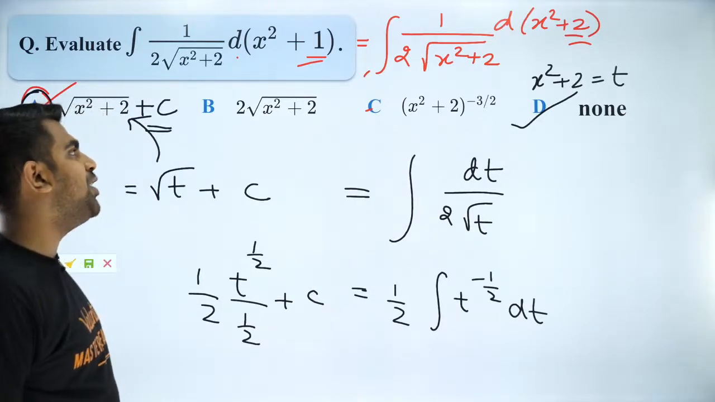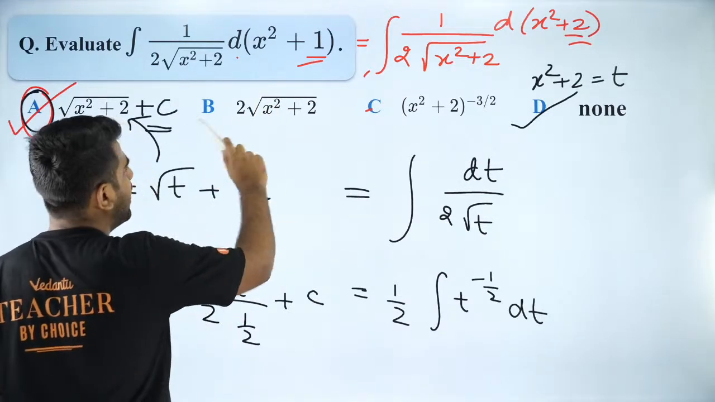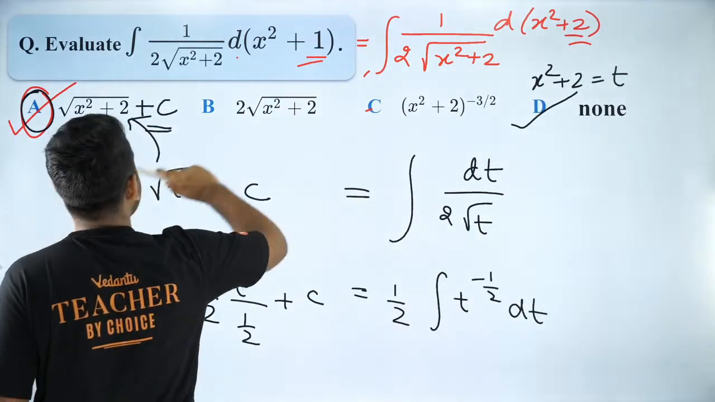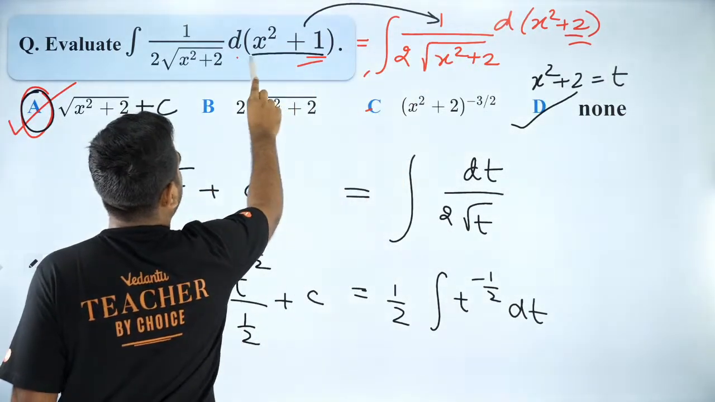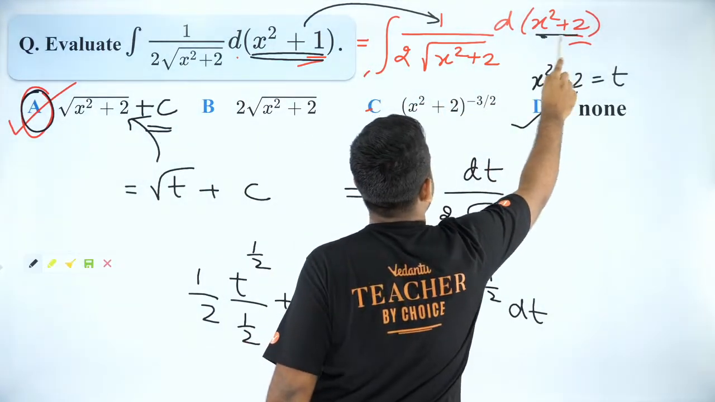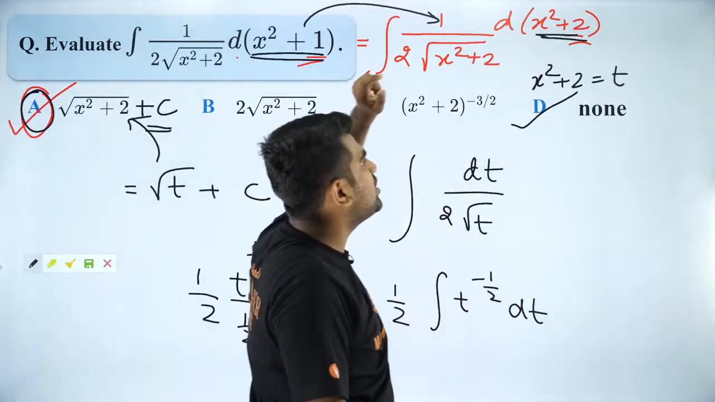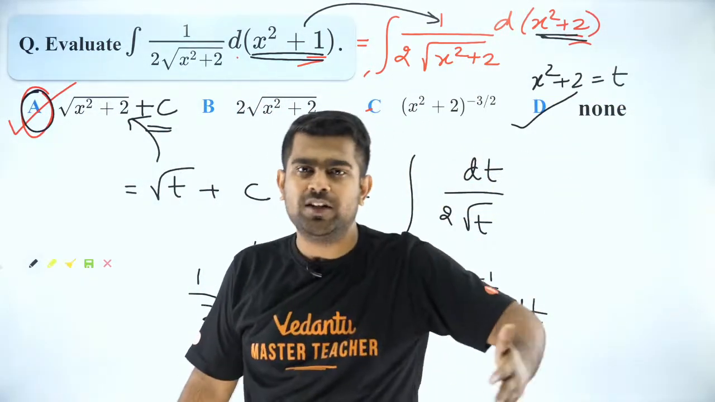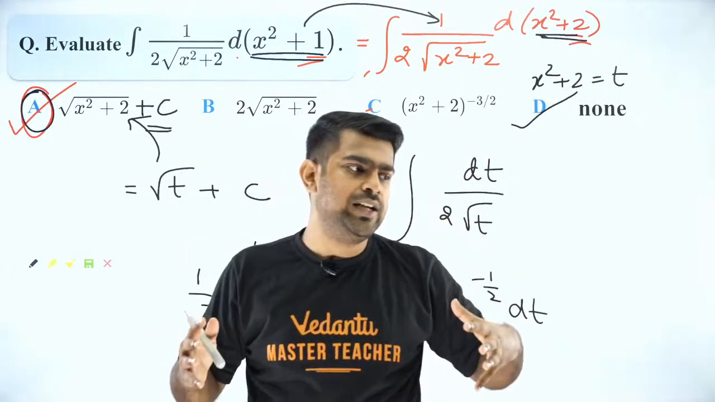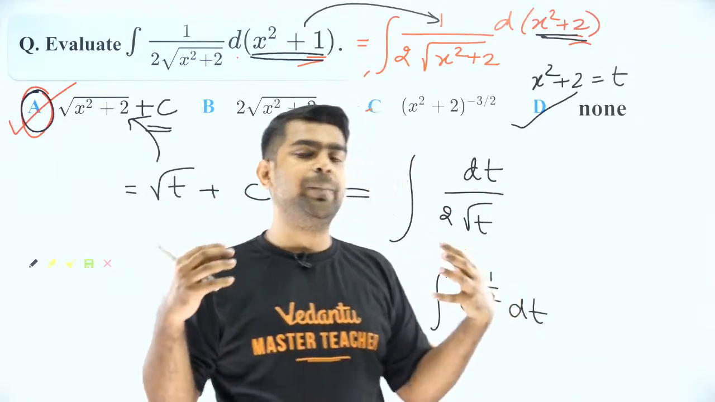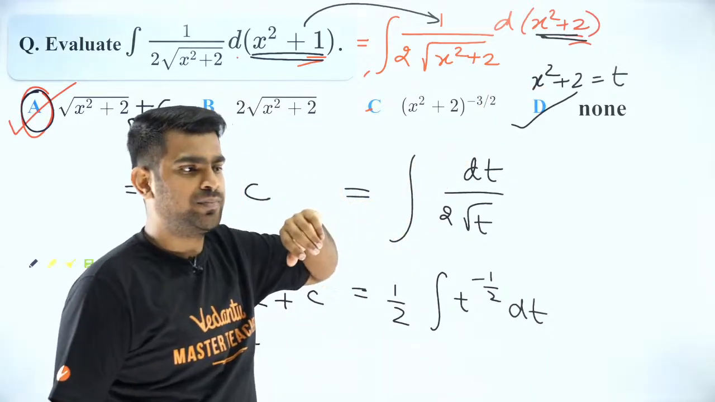Kashyap is asking, sir, can you please explain again? So, Kashyap, I did a very, very good move over here. The first step was beautiful. So, I want to explain that. First step, what I did was, I changed d of x square plus 1 to d of x square plus 2, Kashyap. Because differentiation of 1 and differentiation of 2 are both 0, right? So it doesn't matter. But if I write it as 2, it makes my job very easy. It makes my job much, much better. Got it?